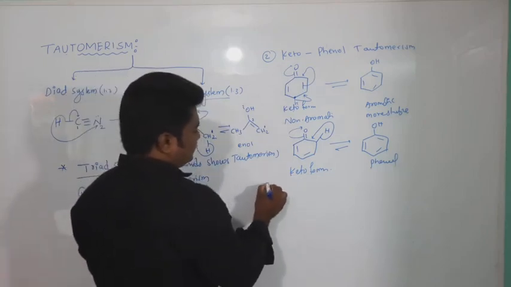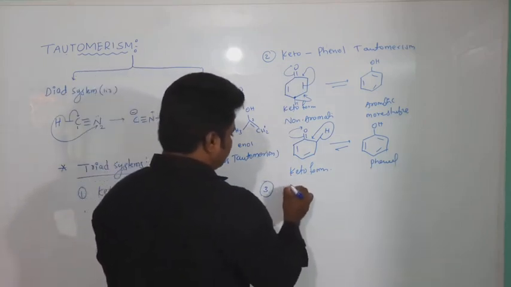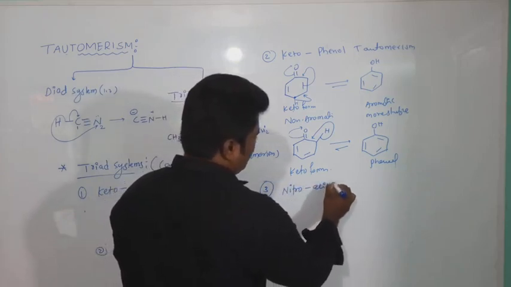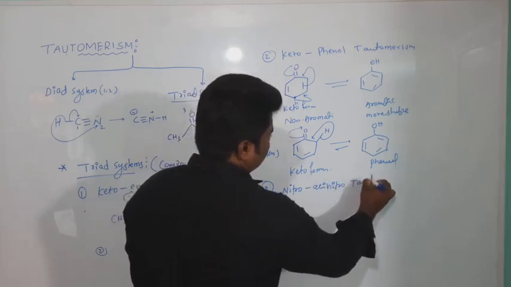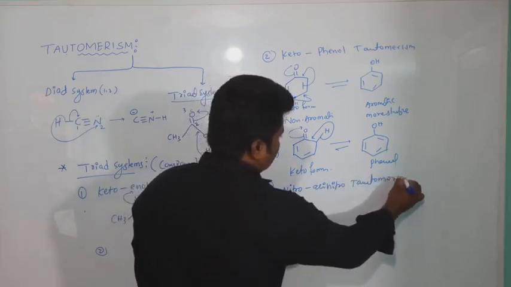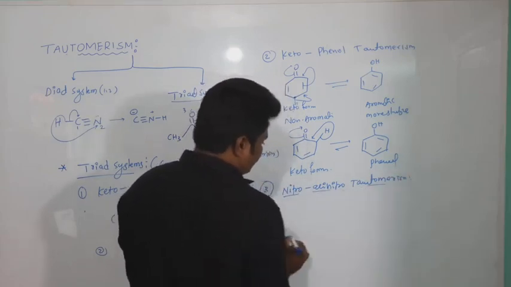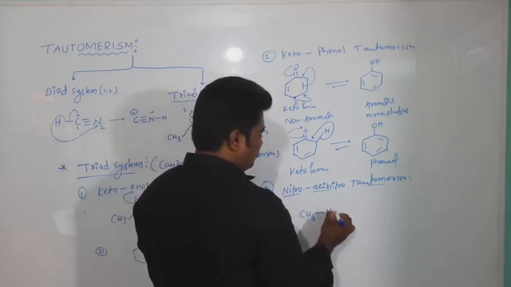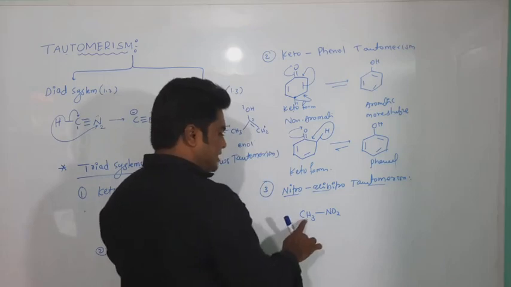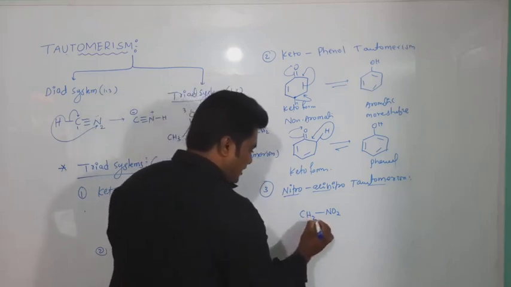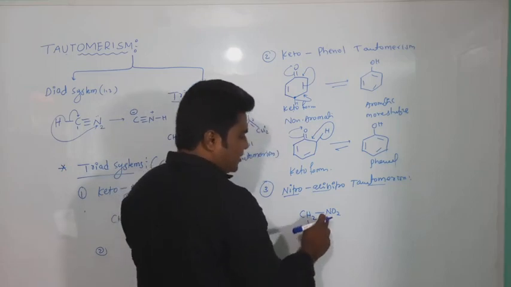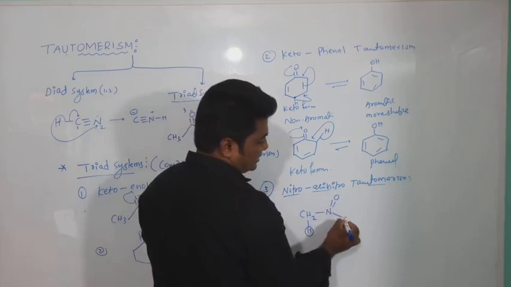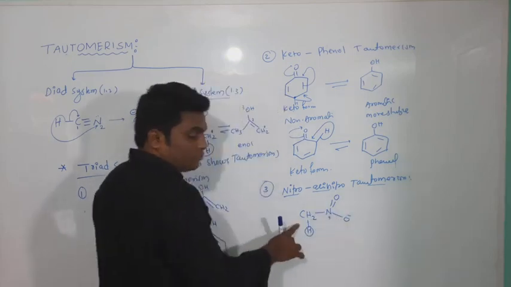Now the third type of triad system is nitro and aci-nitro tautomerism. For example, if you take nitromethane, does it show tautomerism? Yes. Here the alpha hydrogen is there, and this is an acidic hydrogen, because the nitro group is an electron withdrawing group. You can write the structure of the NO2 group like this, with O minus and N plus. This is the acidic hydrogen.